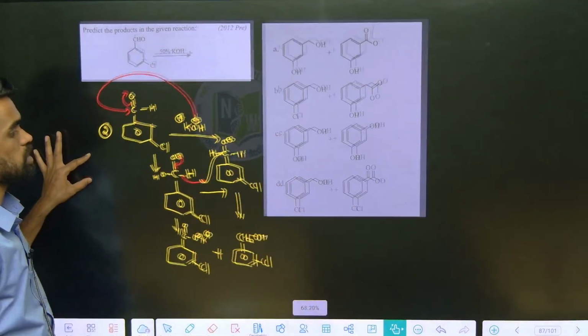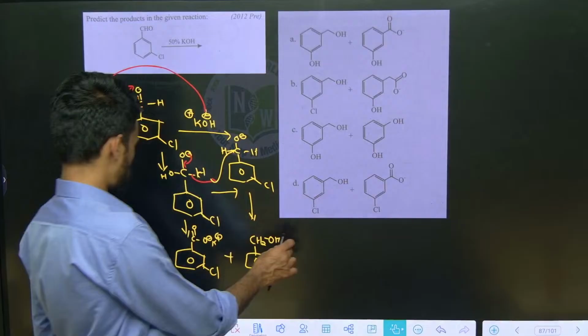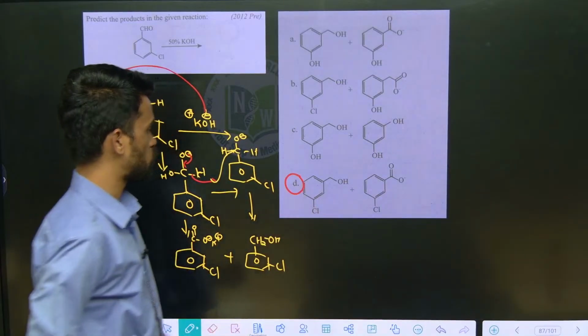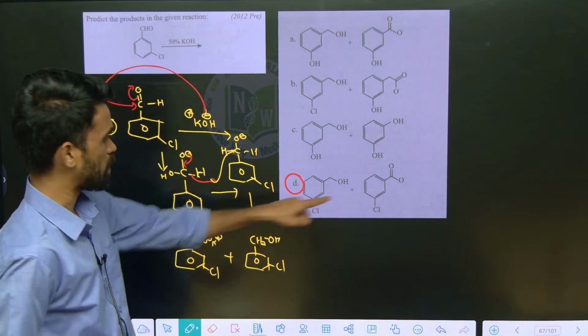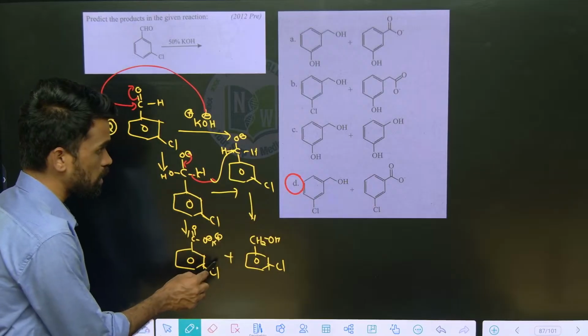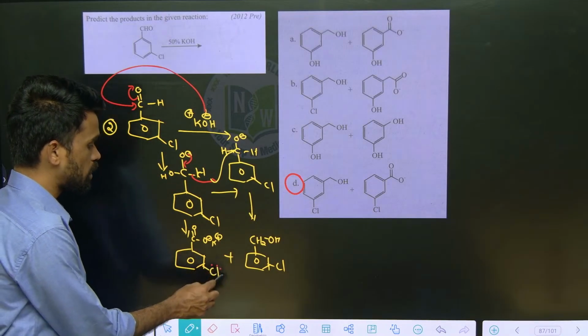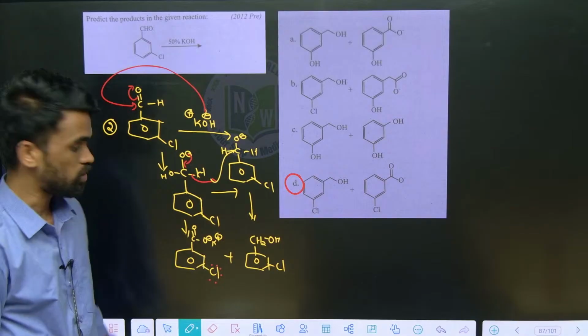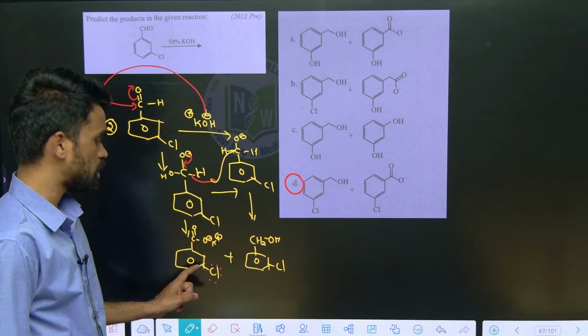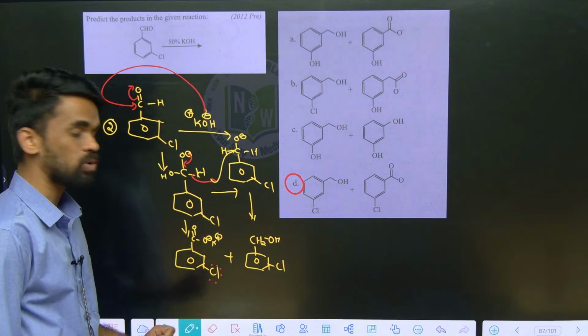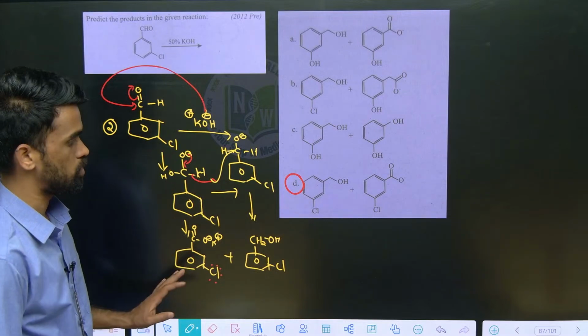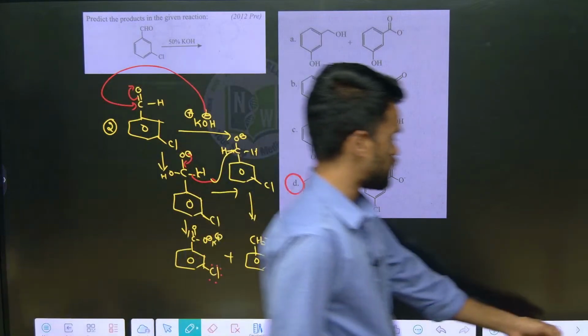So where do we have such an option? You can see option D is your perfect answer for the question. We got an alcohol and a carboxylate ion. These chlorines will not be involved in the reaction. Why? Because they are aryl halides, and the carbocation formed after removing chloride is highly unstable, so it won't come out. So option D is your answer for the question.